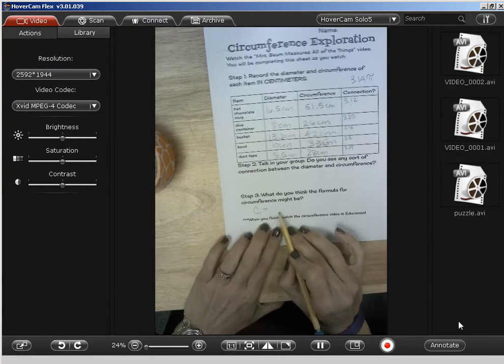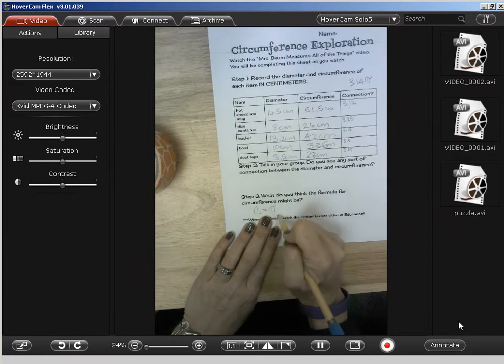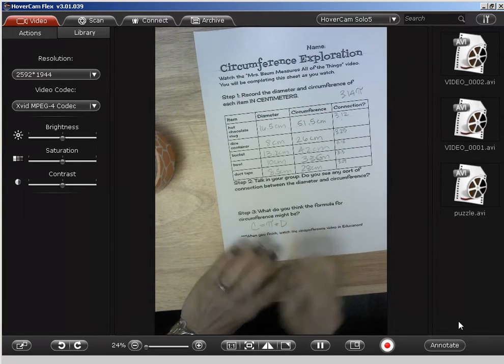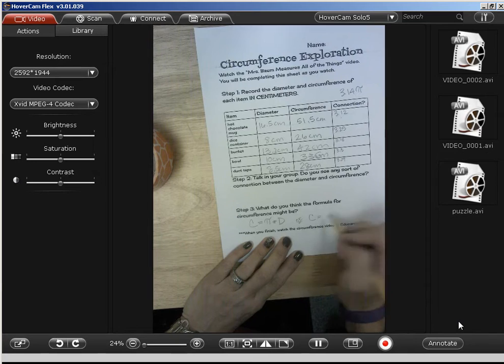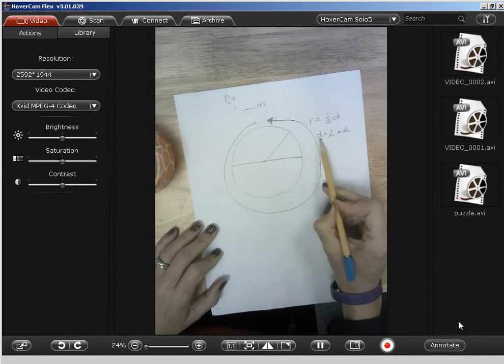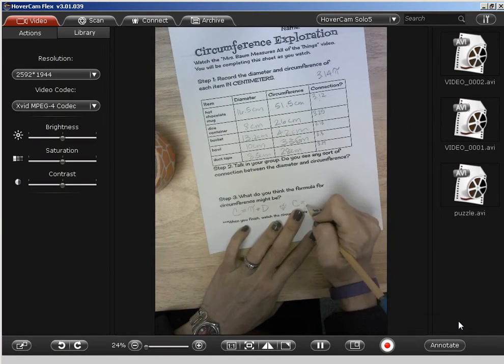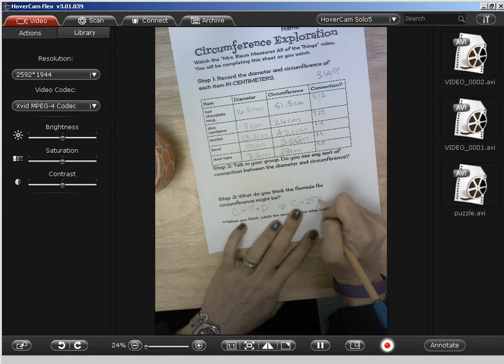So our formula for circumference is pi times the diameter, or if we're given the radius, we talked on the other side about how a diameter is 2 radiuses. So if we're trying to find our circumference and we're given the radius, it is 2 times pi times the radius.